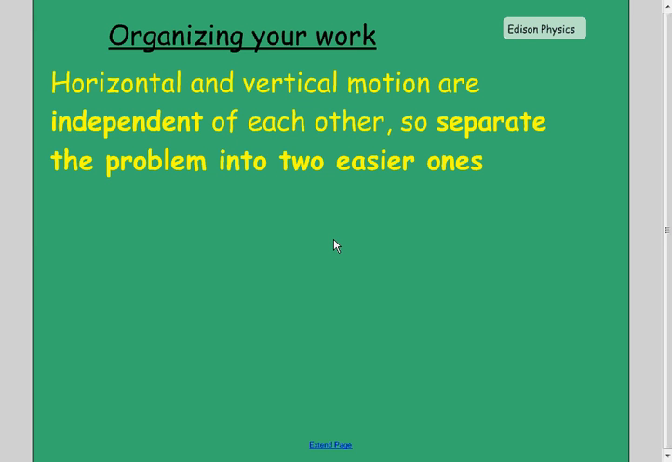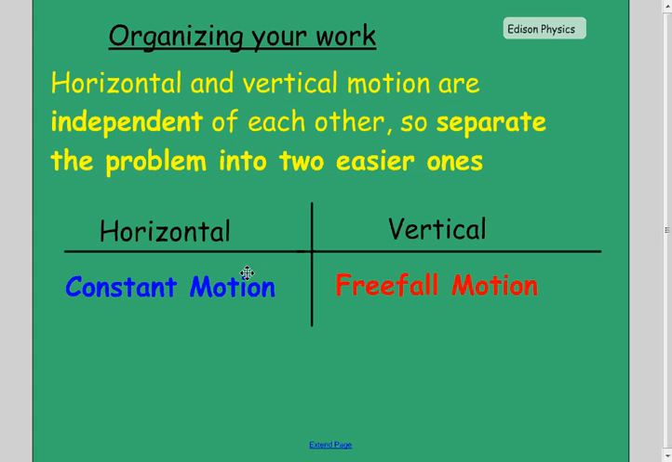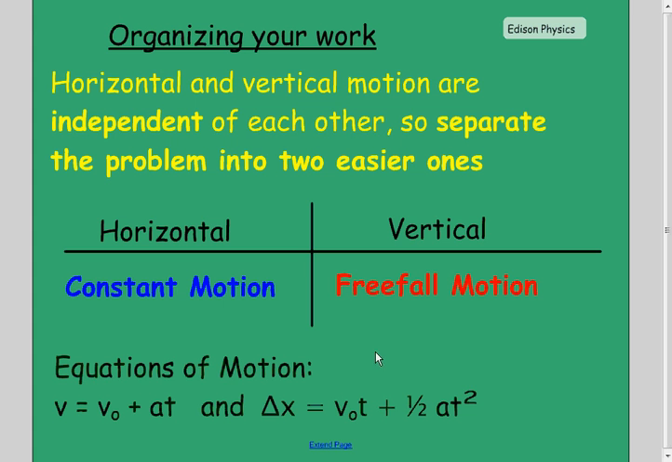So in order to organize our work, we want to separate the one problem about moving sideways and up and down into two simpler problems, one where we only move sideways and one where we only move up and down. The sideways problem has constant motion. We know how to do that. The vertical problem is free fall. We know how to do that. The equations of motion that we're going to use in either case are that the final velocity is the original velocity plus AT, and displacement is original velocity times time plus half AT squared. These are the same equations of motion that we've been using for any kind of motion that has constant acceleration. And the acceleration of gravity is a fine example of constant acceleration.